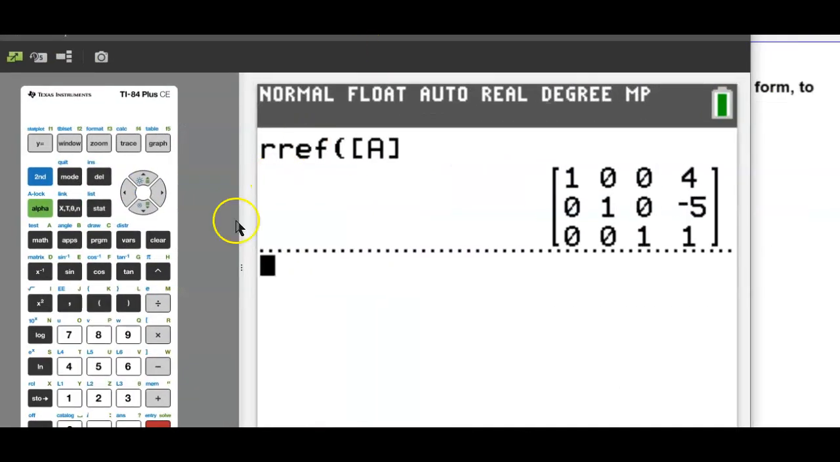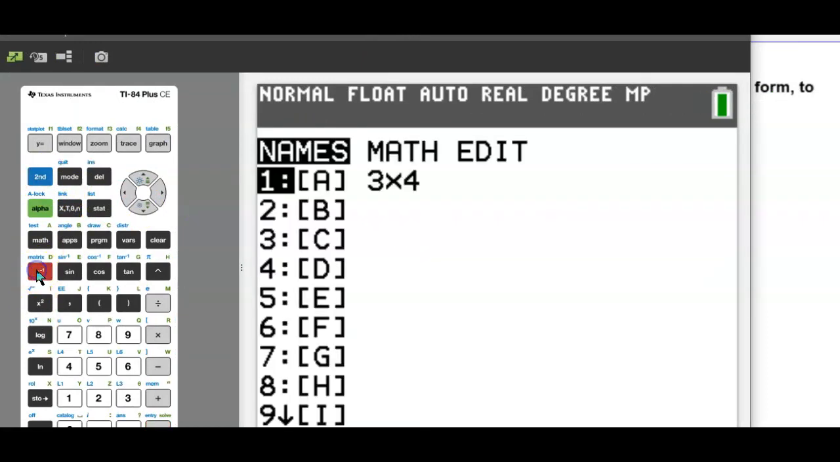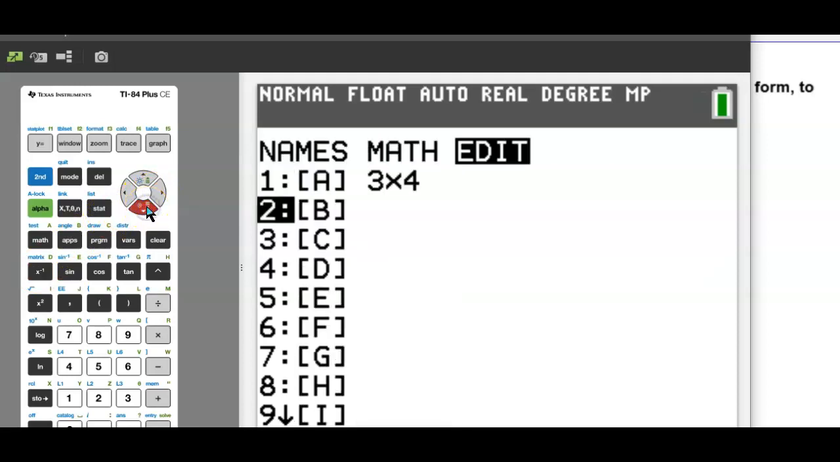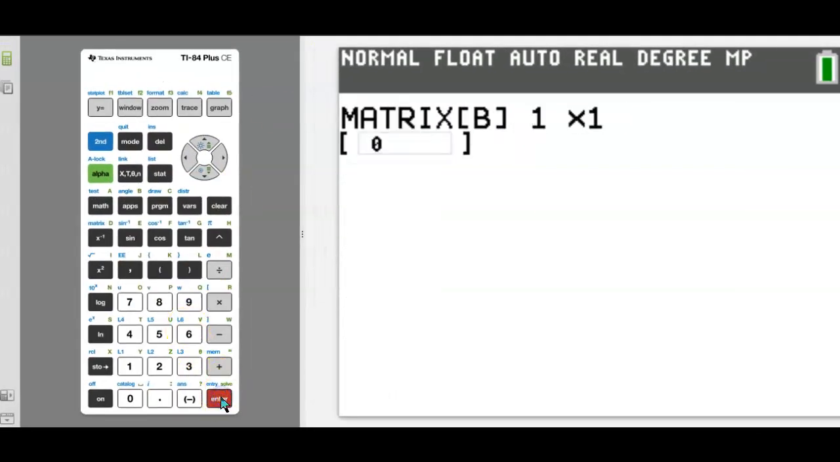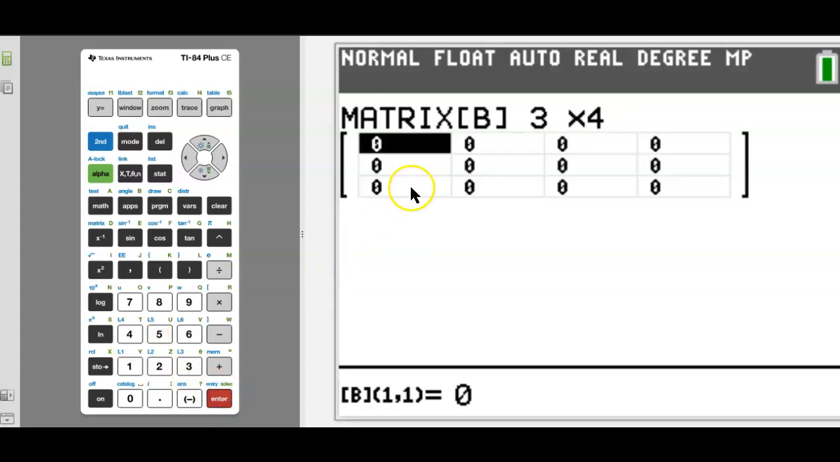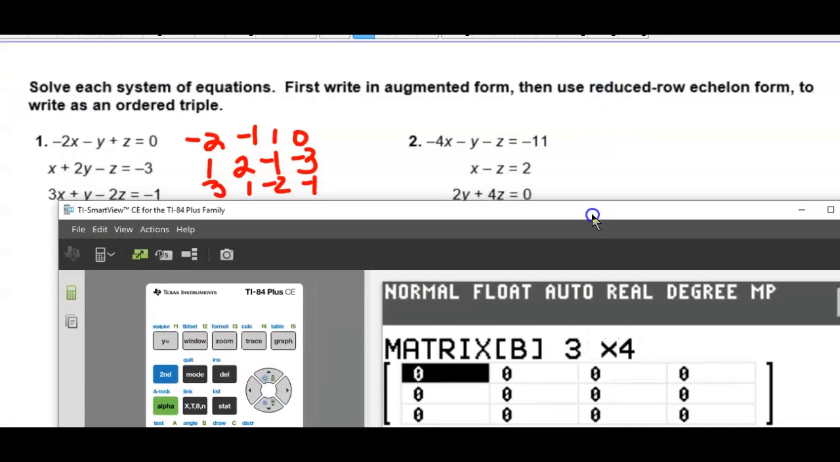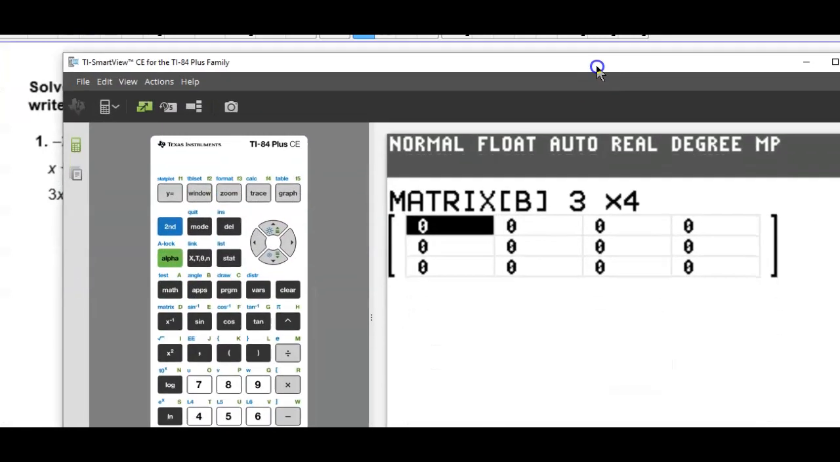All right, I said I would use matrix B this time. So I'm going to go second to the matrix button down here. I'm going to go over to edit. I'm going to go down to B. You certainly don't have to. You can do it right over the top of A. And it would be a 3 by 4 again. Make sure you have enough spots here to enter what you want. All right, this one goes negative 2, negative 1, 1, 0.